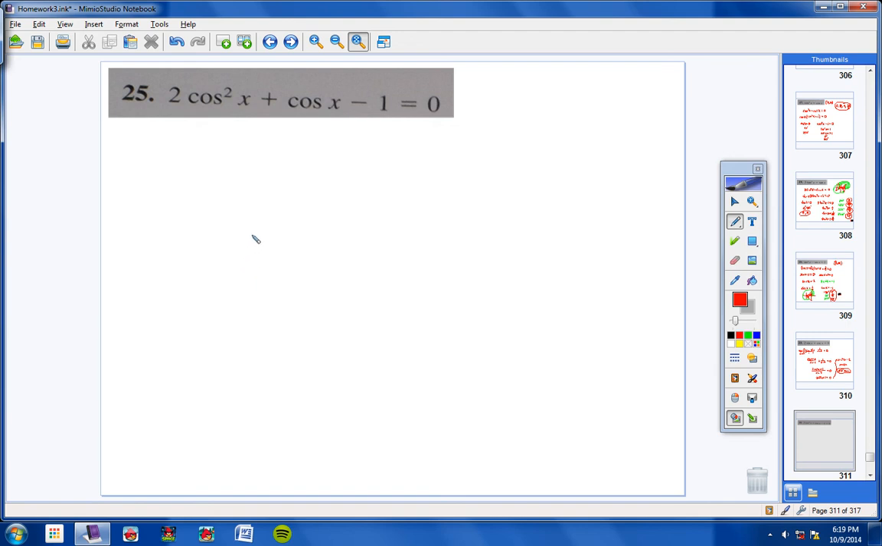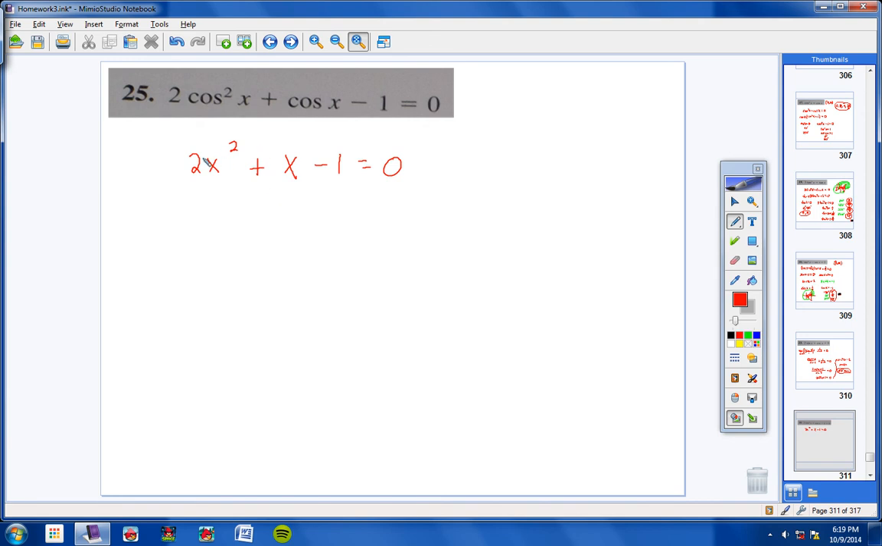Okay, students, on number 25, notice we have cosine squared and cosine, so we have the same trig functions all the way through. We're probably going to have to factor this, and you really should recognize this right away. It's very similar to an algebra expression that looks like this: 2x squared plus x minus 1 equals 0. So I'm going to go ahead and factor it like this, and then when I'm done factoring, I'm going to put cosine back in.